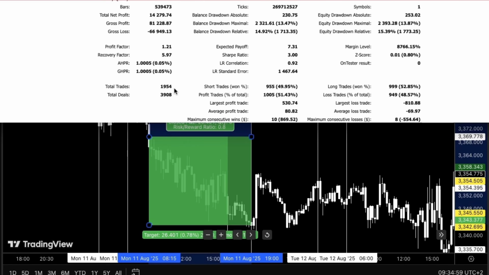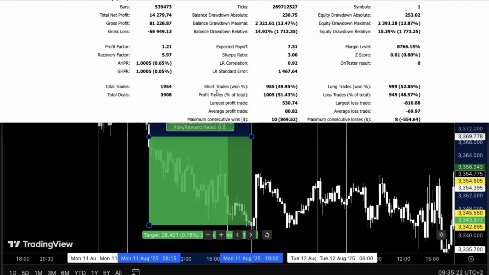Quickly highlighting one of the most important aspects of this trading strategy. In these 6.5 years, the returns have been roughly 140%, which translates to more than 20% of returns on average per year.